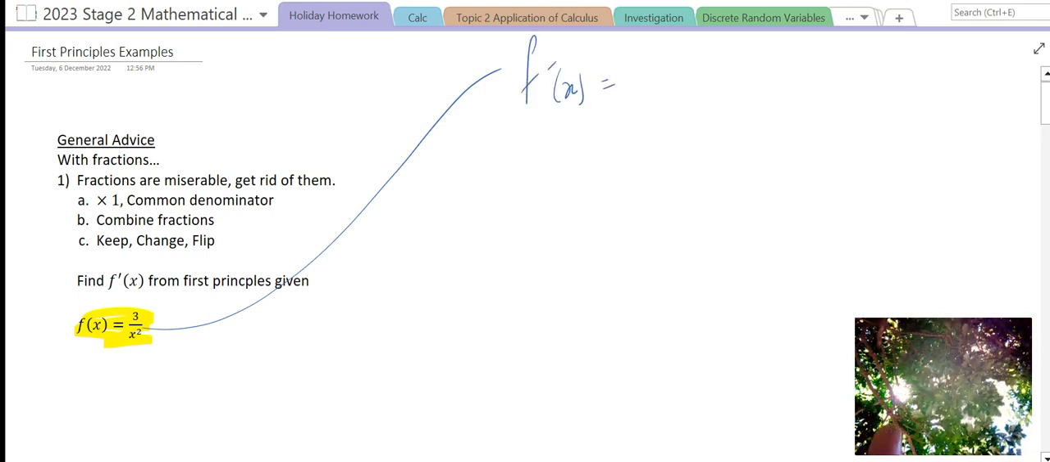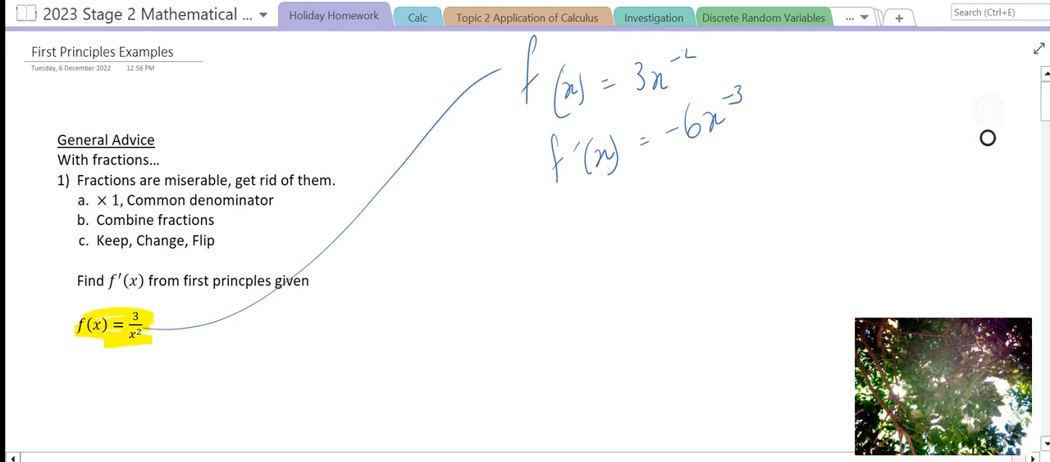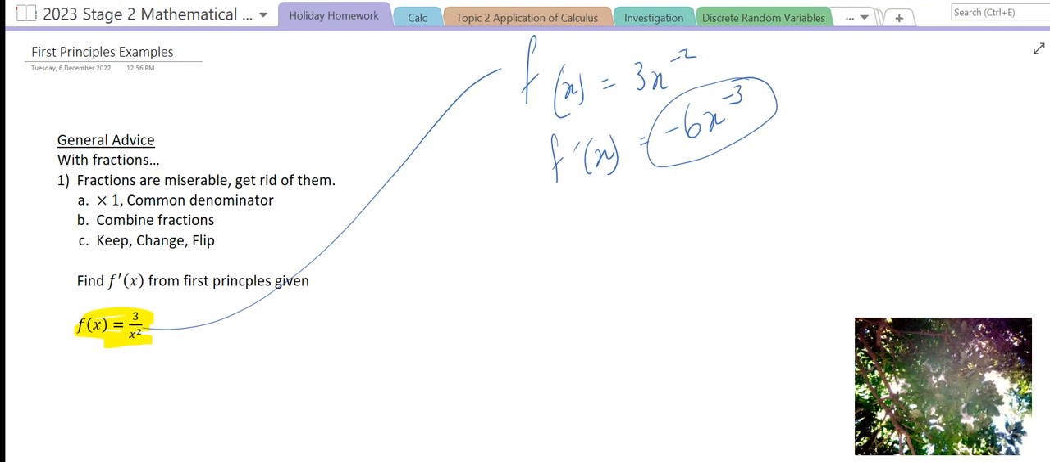So f dash x, well, we'll start with just f of x. F of x is really 3x to the minus 2. Therefore, f dash x is going to be minus 6x to the minus 3. All right, that is where we're going. It's really nice to have that off to the side to let yourself know that that is the end goal, the end target. If we don't end up there, then something's gone wrong.